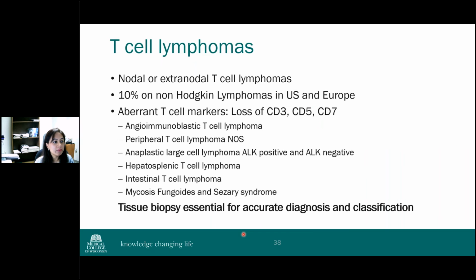T-cell lymphomas can be nodal, they can be extranodal. Usually they are rarer than the B-cell lymphomas, around 10% of non-Hodgkin lymphomas in US and Europe. And the way to identify them is usually with aberrant T-cell markers, like there can be loss of CD3, CD5, CD7. And some of the ones that we should be aware of are the AITL or the angioimmunoblastic T cell, the PTCL, NOS, we have the anaplastic large cells, and then the others which are like hepatosplenic, intestinal, and mycosis.